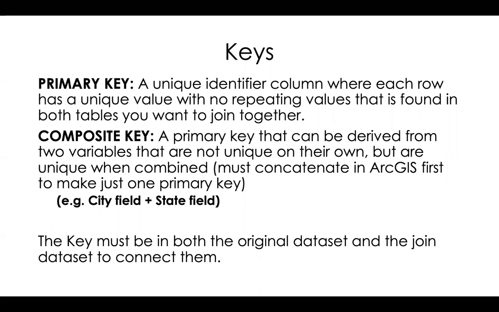In ArcGIS, to make this a real join field, you need to actually create a new field, edit your data, and concatenate the two fields together to make a primary key. Since that's annoying and complicated, it's easier if you just have a primary key instead of a composite key in ArcGIS. So don't get too hung up on this. The important thing is that the key must be in both the original data set and the joint data set to combine them.